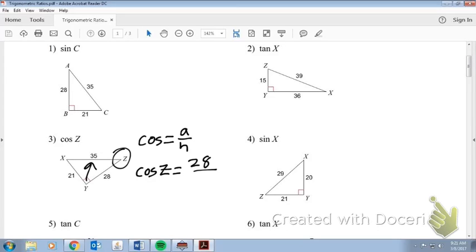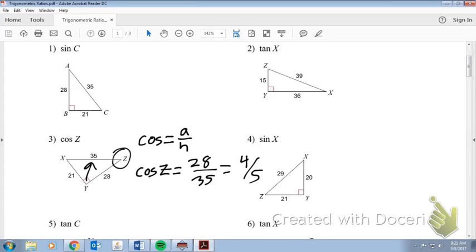The hypotenuse is always directly across from the 90-degree angle. Always. In a right triangle, it is always the longest side, and it is always directly across from the 90-degree angle. So we're going to drop our 35 in there. 28 over 35. Hey, that looks familiar. Reduced by 7, we're going to get 4 over 5.